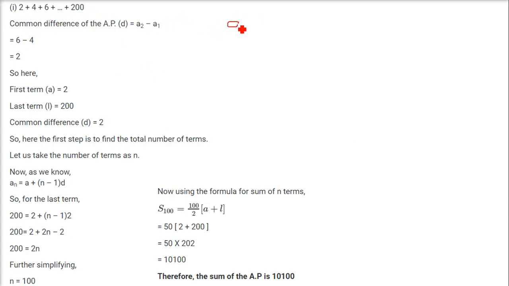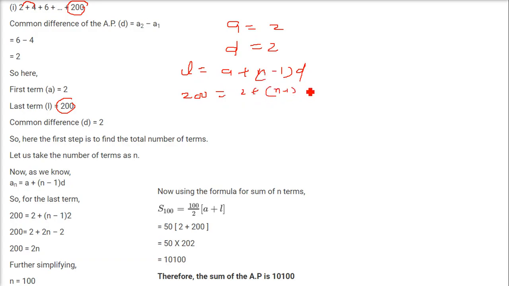So the first term is a, which is 2. So a is known. What is d? 4 minus 2, that is 2. Now the last term is given as 200. So this is the last term. The last term is a plus n minus 1 into d, that is how many terms there are. So l is 200, a is 2, and d is 2.